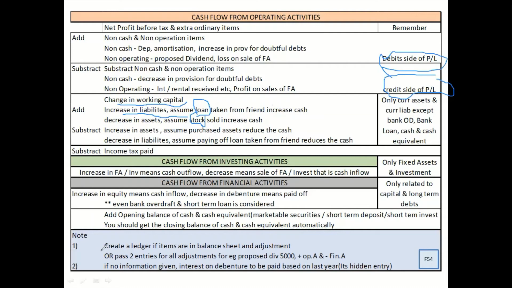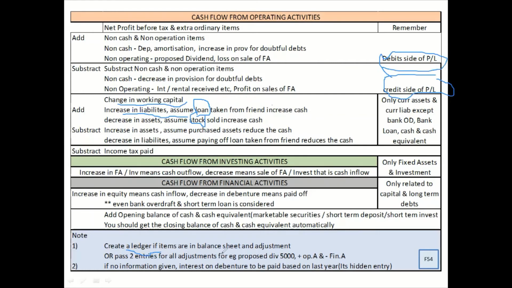Now, when you have an adjustment, you have to follow two important rules. Now, the first rule is if an item is there in the balance sheet, I'll give an example. Provision for tax is there in the balance sheet as well as it is there in the adjustment. In such cases, you have to make a ledger. All right. So when do you make the ledger?